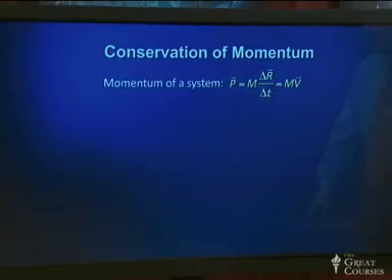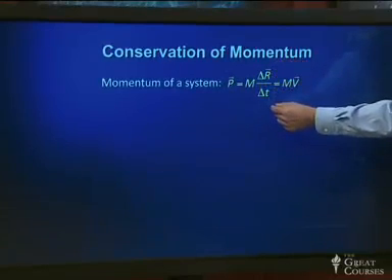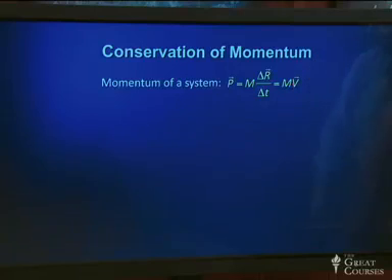Momentum of a system, as we just saw, capital P for the quantity accruing to the entire system, is the mass of the system times the rate of change of its position, the position of its center of mass. That's the mass of the system times the velocity of the center of mass.